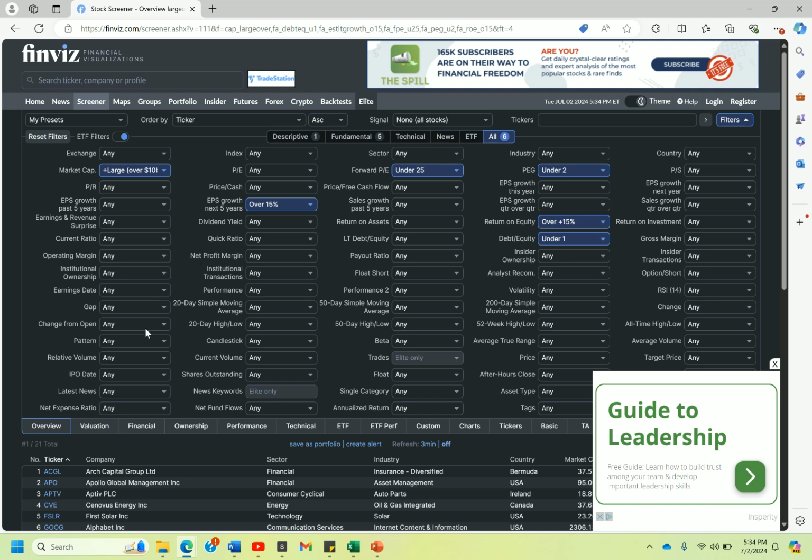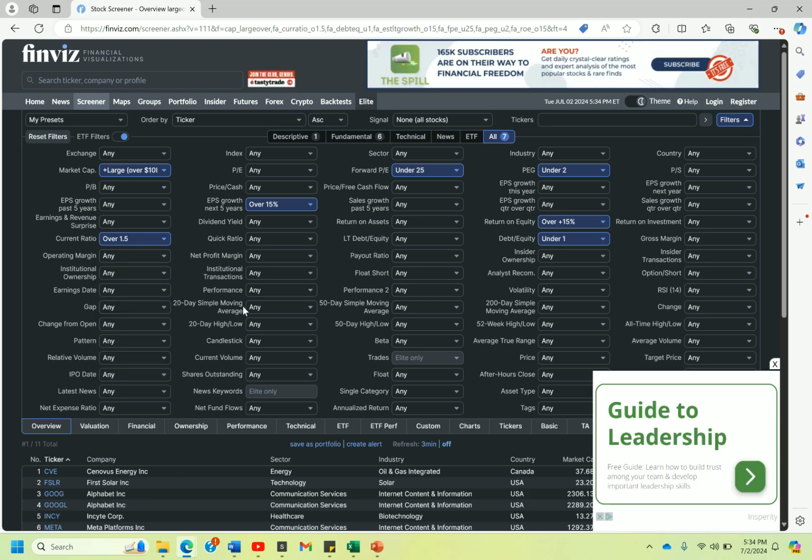After that, we will go over here to the current ratio. Yeah, there it is. This one, we were looking for over 1.5. And just a reminder, current ratio is current assets over current liabilities. So this filters for companies that are very liquid and are very capable of paying off their short-term obligations using their current assets.